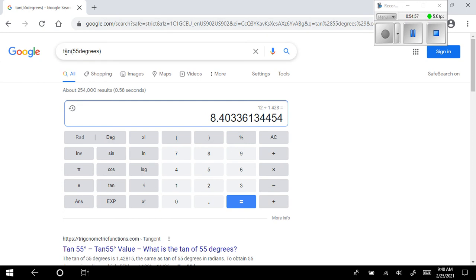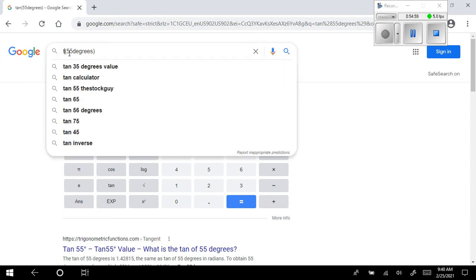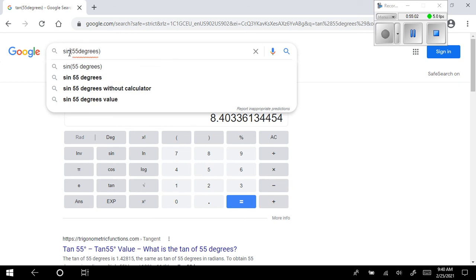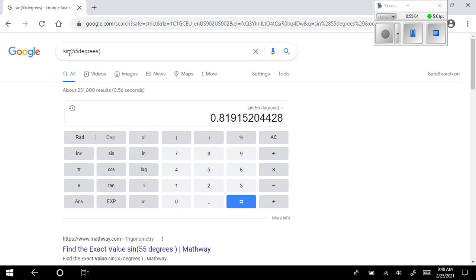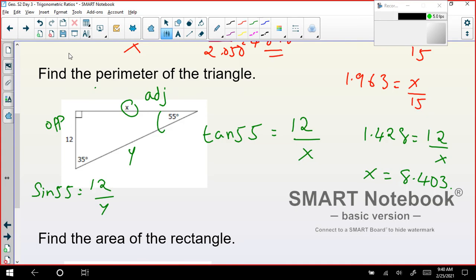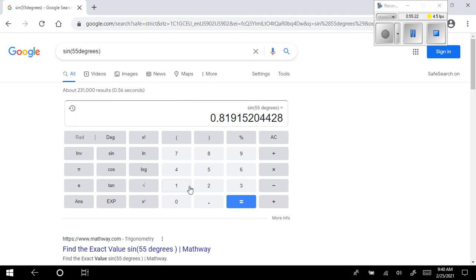So let's see sine 55 degrees using the calculator. Sine 55 degrees is nothing but 0.819. So I get 0.819 equals 12 over y, and y is 12 over 0.819, which is nothing but 14.652.